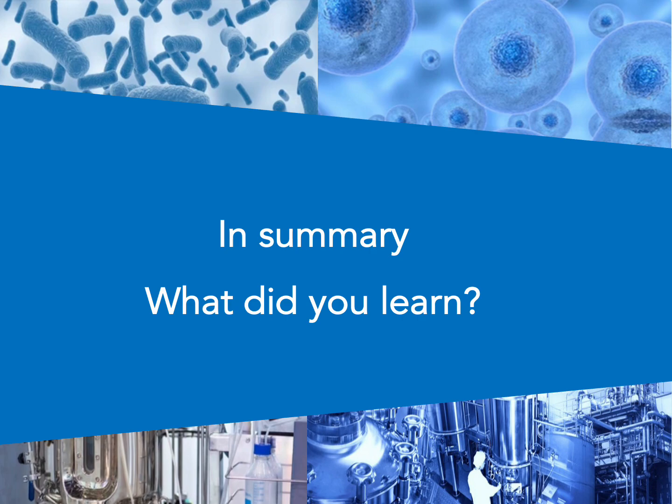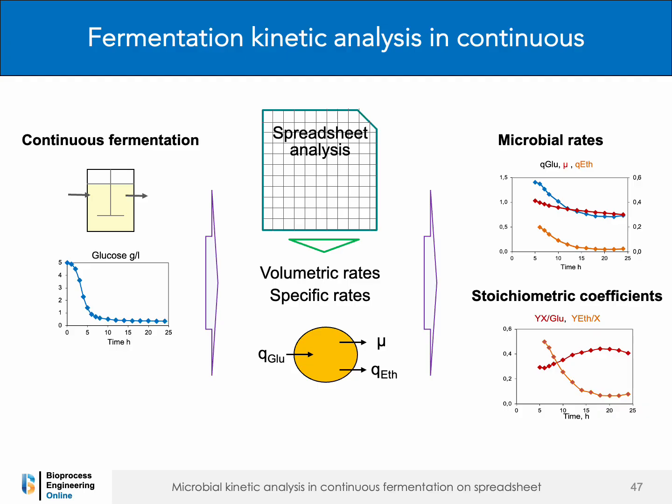In this tutorial, you learned how to use a spreadsheet to analyze the kinetics of a continuous microbial fermentation. Continuous fermentation is an excellent approach for investigating microbial behavior under prolonged, low substrate concentrations, conditions that are difficult to maintain in batch systems. Using instantaneous mass balances, both volumetric fermentation rates and specific microbial rates can be calculated in a spreadsheet by applying numerical derivatives to the measured concentrations.